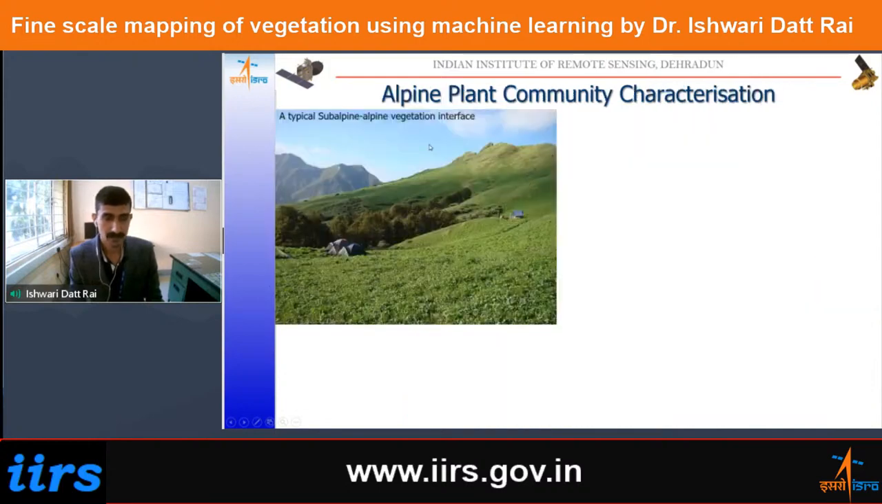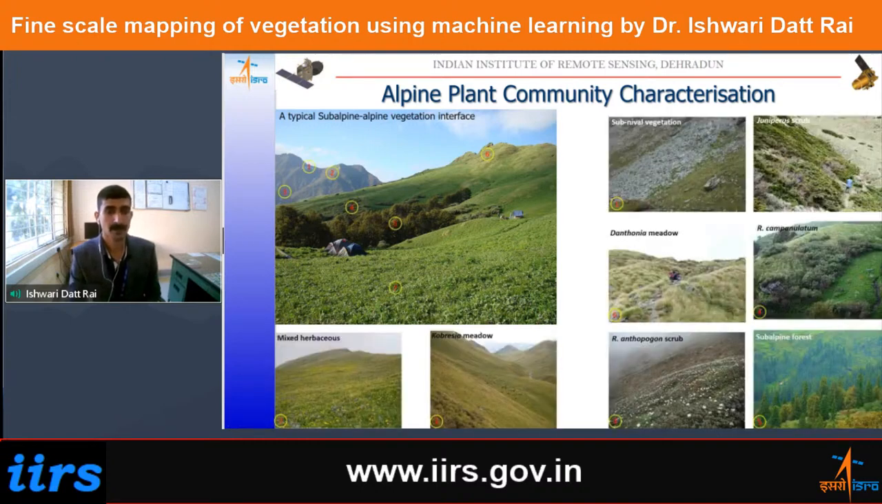So this is an example of the typical subalpine and alpine vegetation interface in the high altitude mountains. These areas are highly diverse, and very high biodiversity is found in the high altitudes of the Himalayan region. This is one of the areas that depicts the subalpine zone below, then the alpine area above, and the subnival zone in the higher peaks.